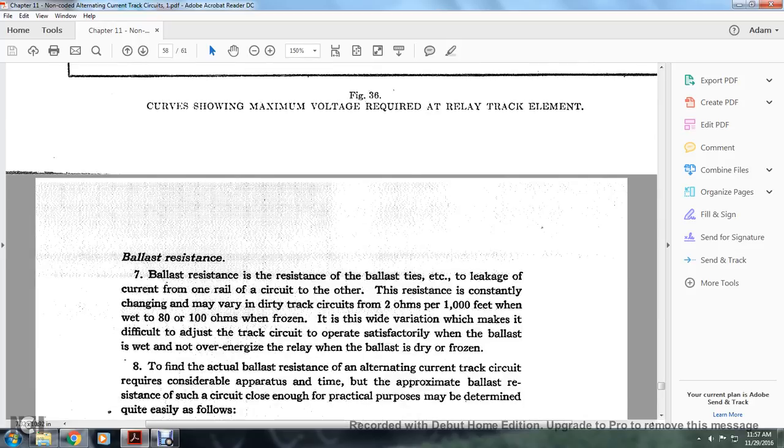Alright, ballast resistance. The ballast resistance is the resistance of the ballast and tie leakage of the current from one rail of the track circuit to the other.